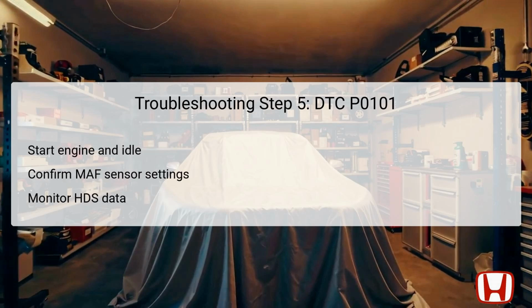The fifth troubleshooting step requires starting the engine and allowing it to idle while closely monitoring the MAF sensor readings through the HDS. This idle examination serves to ensure the sensor's performance under running conditions. As you do this, you should continue to check that the HDS displays the MAF sensor frequency within the same optimal range of 1603 to 10,000 Hz.